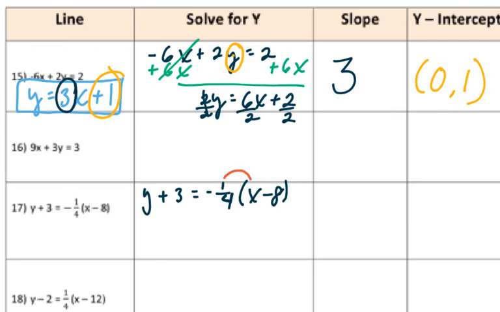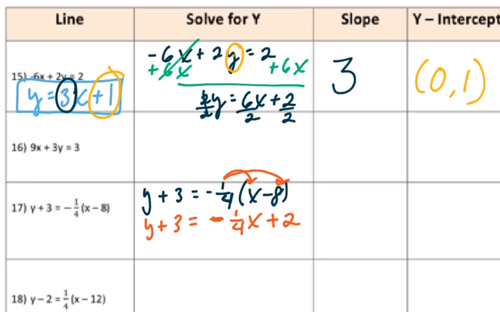So to solve for y from point-slope form, I start by distributing to get rid of parentheses. Negative 1/4 times x is a negative 1/4 x. Negative 1/4 times negative 8 is a positive 2. If you struggle with fractions or with negatives, you can plug that in the calculator. Negative 1/4 times negative 8. I'm going to bring the left side down.